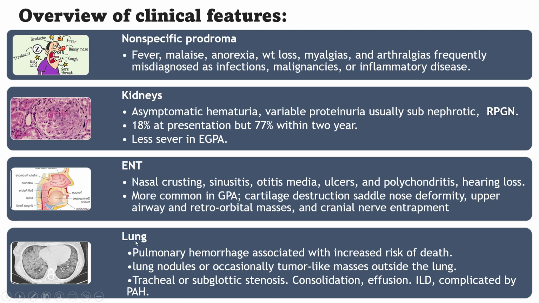And it affects the lung, the lower respiratory tract, causing alveolar hemorrhage with increased risk of death, or sometimes it causes lung nodules, or occasionally tumor-like masses. Sometimes it causes tracheal or subglottic stenosis, consolidation, effusion, or even interstitial lung disease complicated by pulmonary artery hypertension.